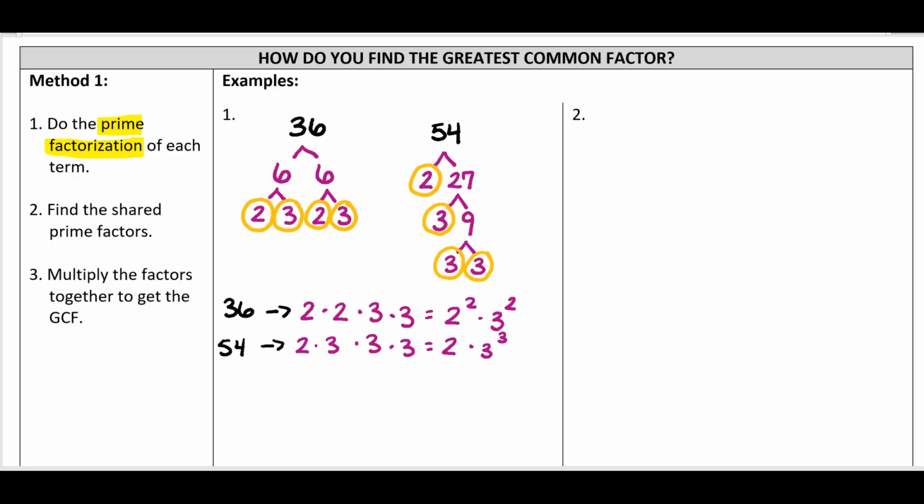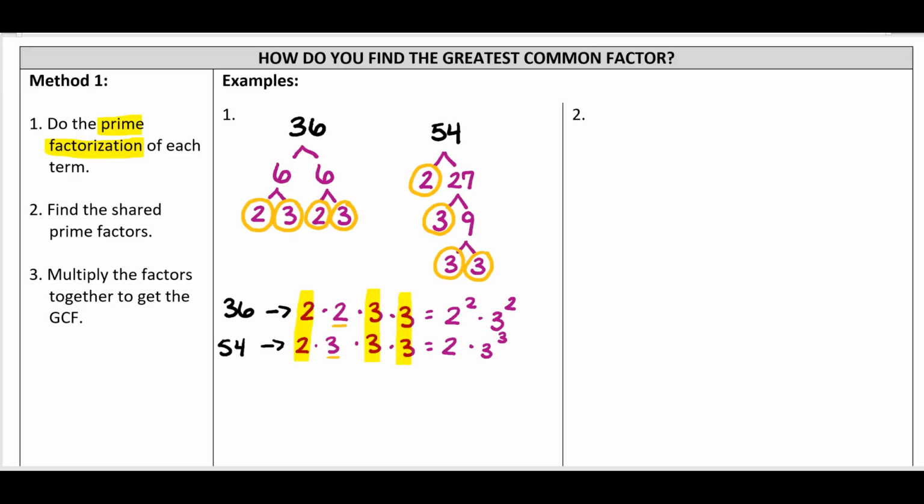So what we need to do now is find the factors they have in common. You have to have the exact same factor in each number. For example, these 2's right here are a common factor. These 3's are a common factor. These 3's are a common factor. However, the 2 and the 3 that are sitting right here are not common factors because they don't have a pair to match with.